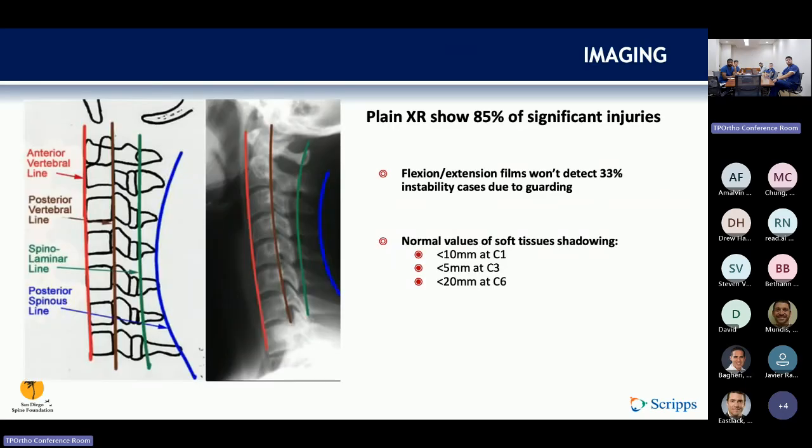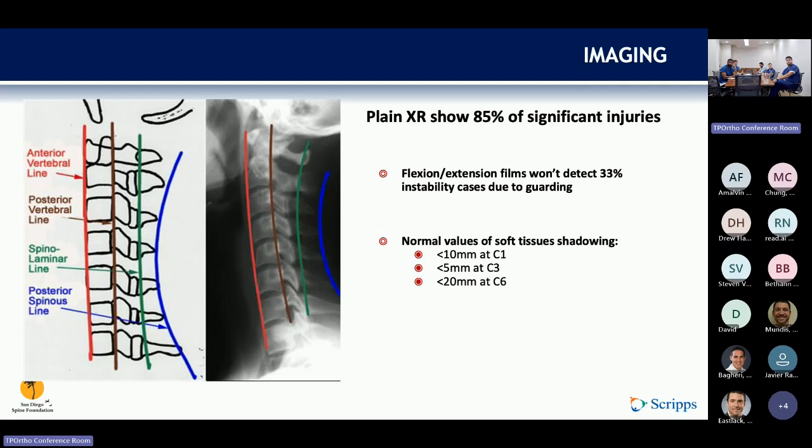So when you're faced with these patients, there can be a multitude of distracting injuries. So you first want to look at the plain film and assess quickly these important lines: the anterior vertebral line, posterior vertebral line, spinolaminar line, and the posterior spinous line. And this can give you a quick assessment of any obvious injury before they're getting any kind of advanced imaging.